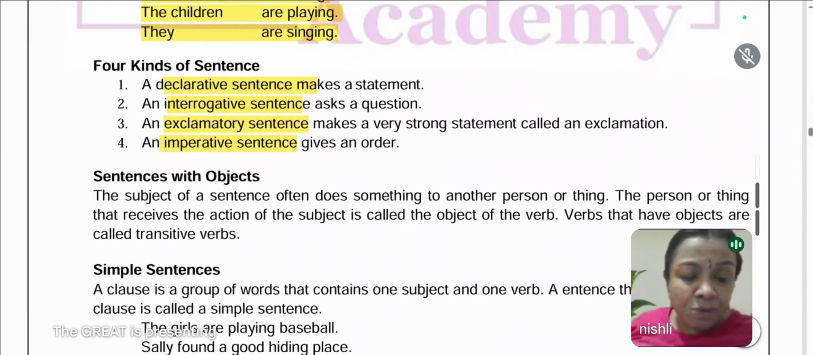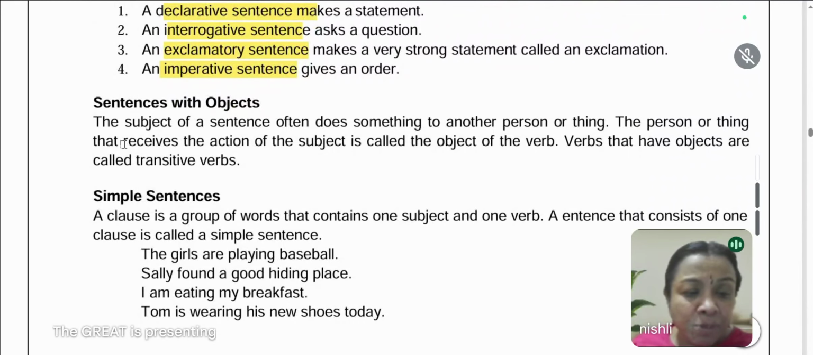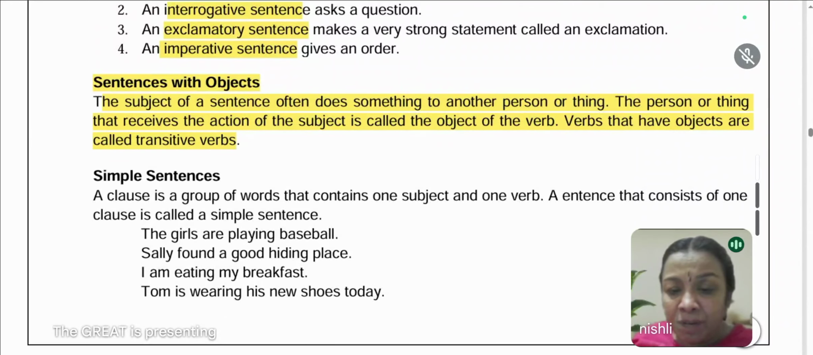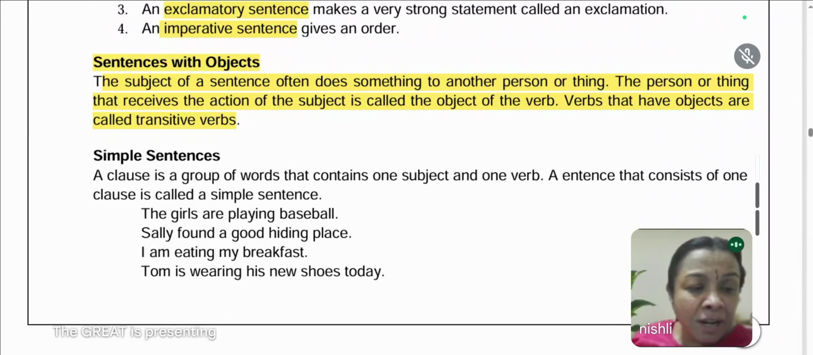Sentences with objects. The subject of a sentence often does something to another person or thing. The person or thing that receives the action of the subject is called the object of the verb. Verbs that have objects are called transitive verbs.